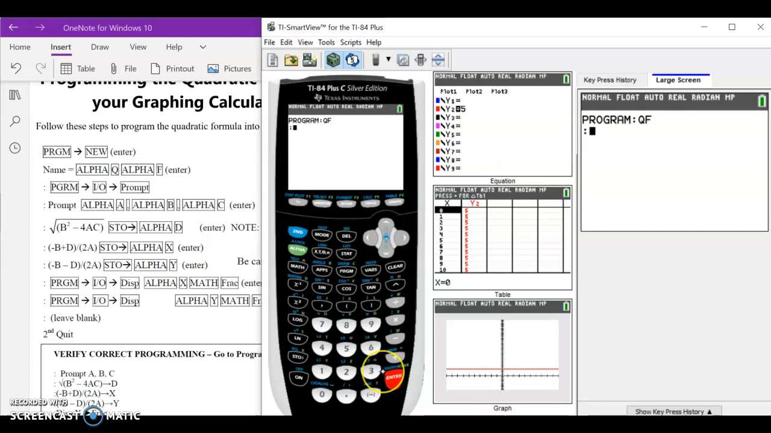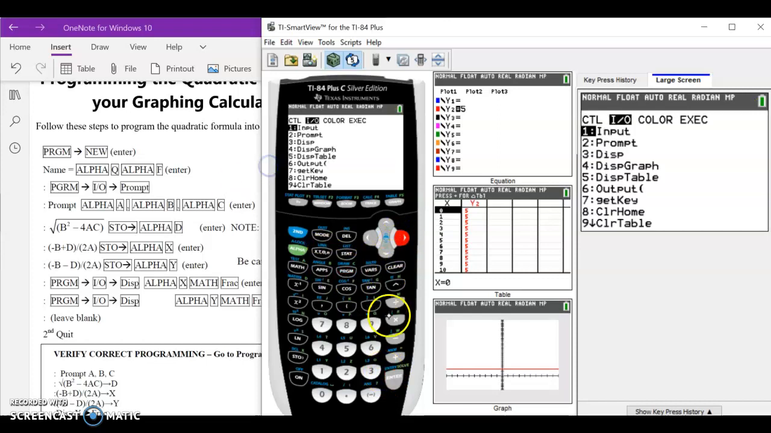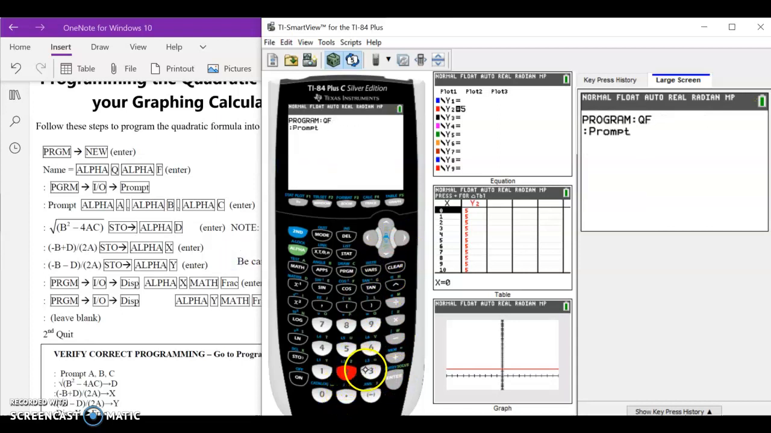So you hit enter. And then you want to hit program, and you want to go over to IO. And you're going to go down to prompt, or you can hit number 2. And then after prompt, you're going to do alpha A, comma, alpha B, comma, alpha C. This is saying prompt me, ask me for A, B, and C.